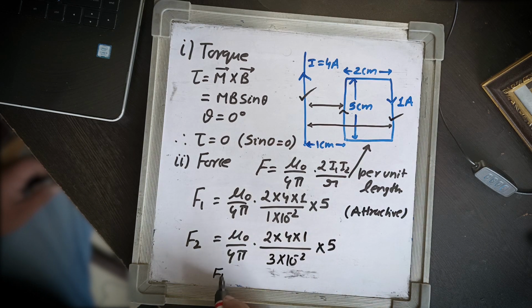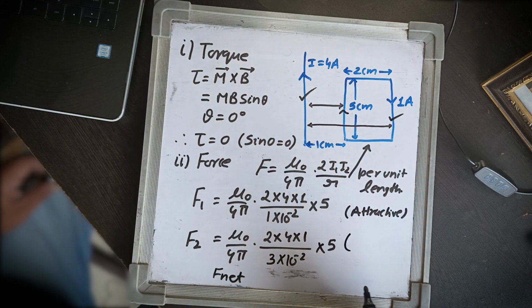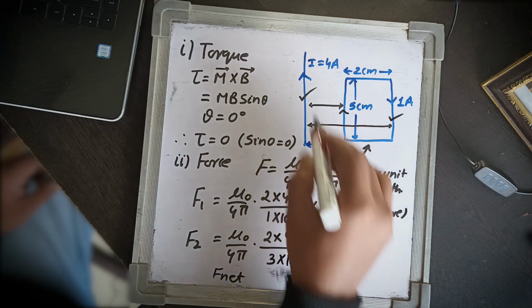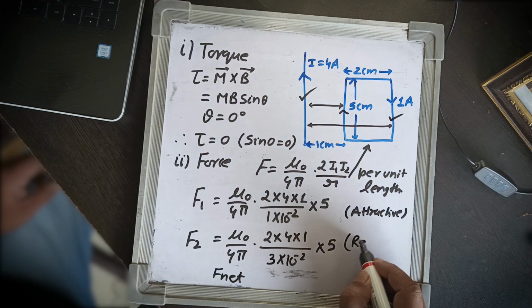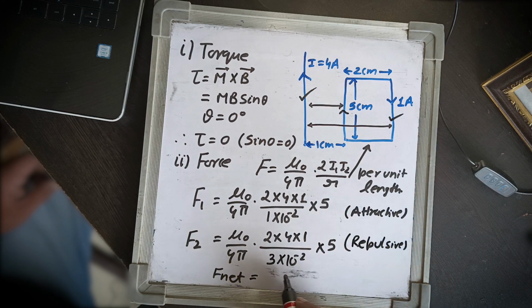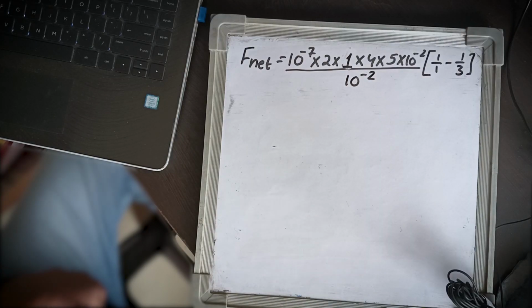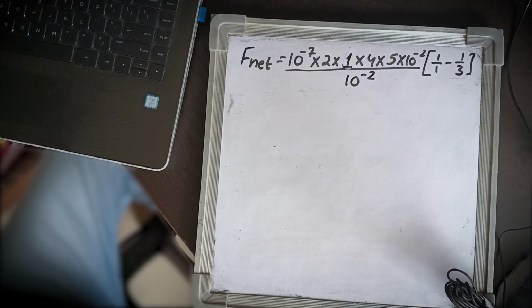Then we find F net. In this case, the currents flowing in the two wires are in opposite directions, so the force is repulsive. Therefore, F net will be F1 minus F2. We know F1 will be greater because the distance is smaller in F1. So now we put the values that are given in the question.